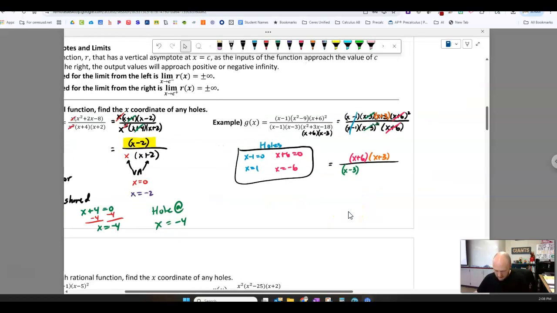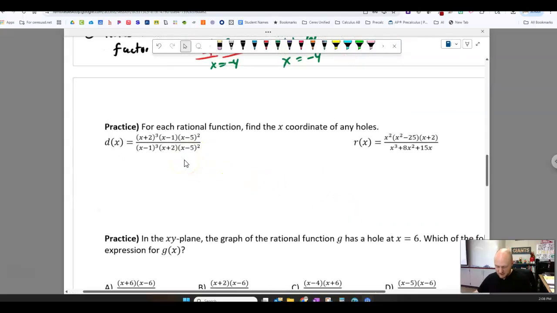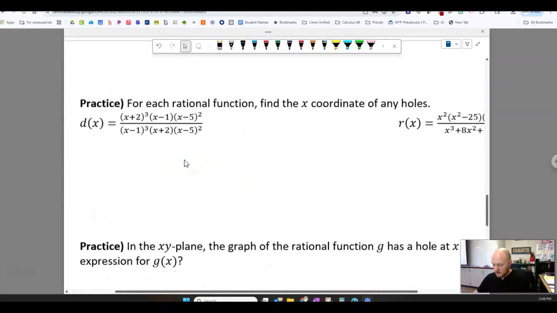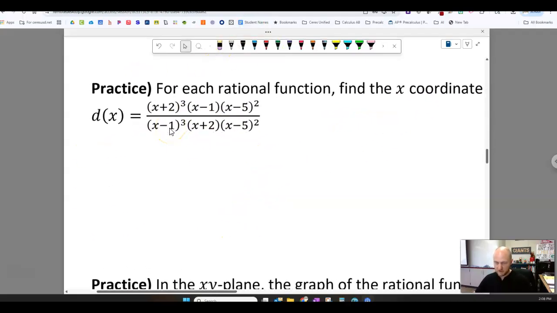All right. Let's see if we got some practice problems here. So let's test your ability. Go ahead, I want you to determine the x-coordinates of any holes for this first function. Pause the video, try this one. I'll show the answer here in a second.